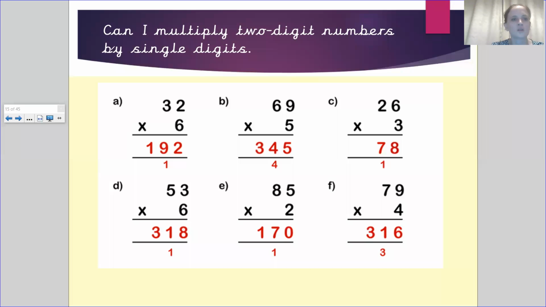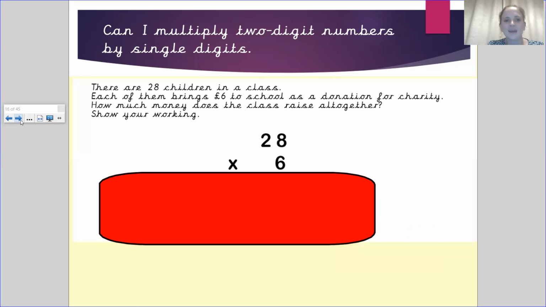Right, moving on to the next page. There are 28 children in a class. Each of them brings £6 as a donation for charity to school. How much money does the class raise altogether? Now this means that we are going to do 28 times by 6.